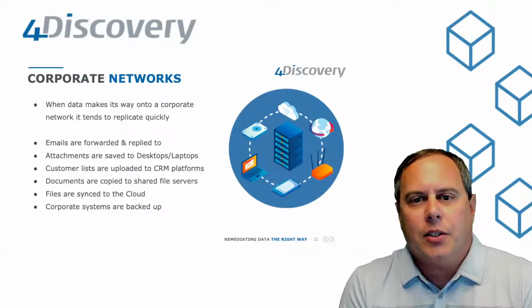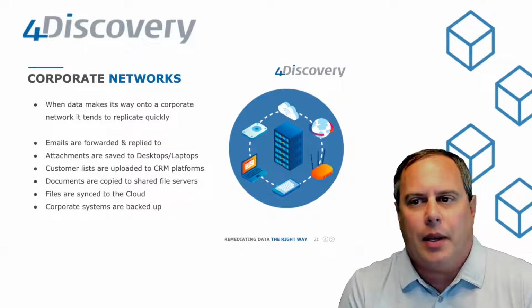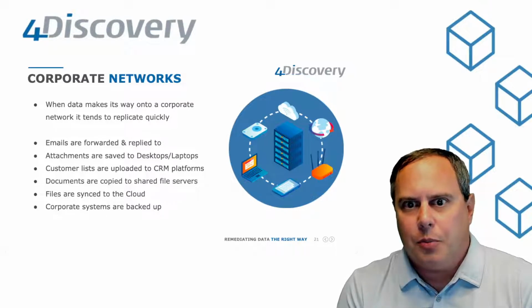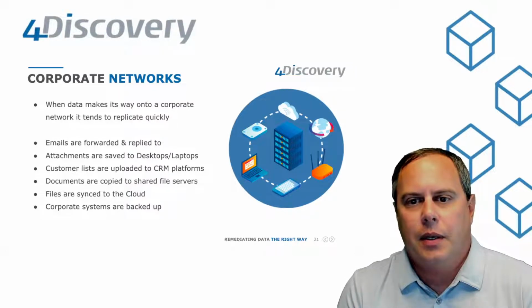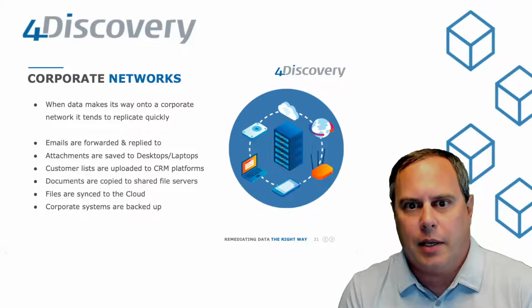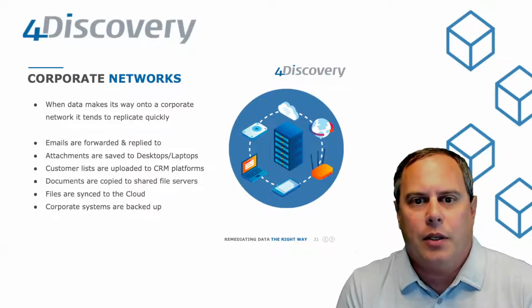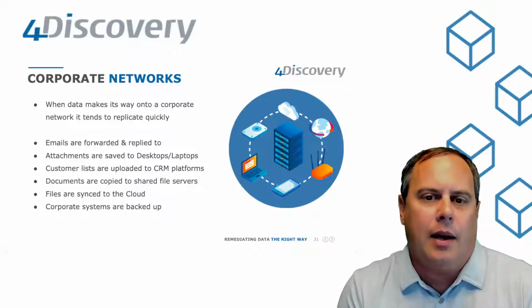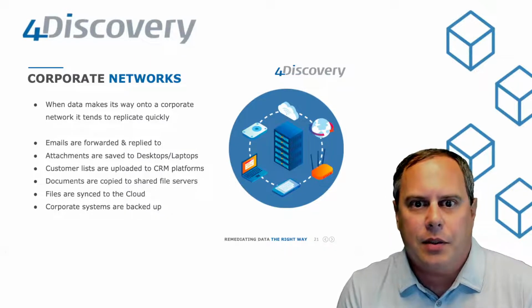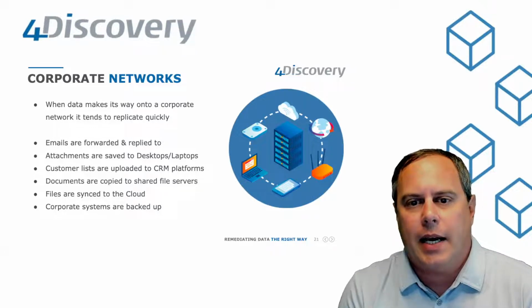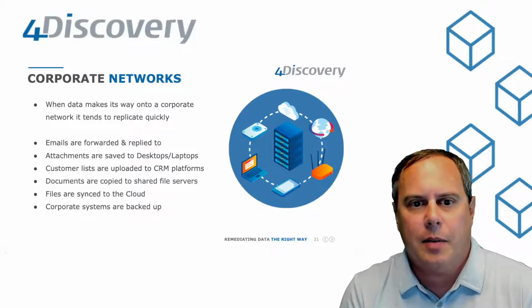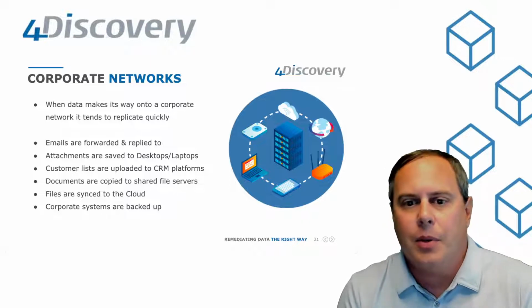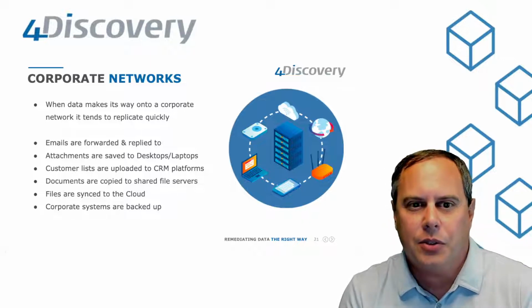When data starts to make its way to a corporate network, it tends to replicate really quickly. If a confidential pricing sheet is forwarded or sent to a few people at a company, you end up running into the situation where that email is then forwarded to other people in the company. Recipients of that email are downloading those attachments to their desktops or laptops. Some of those downloads are being synced to the cloud. Some of those are being copied over to shared file servers.